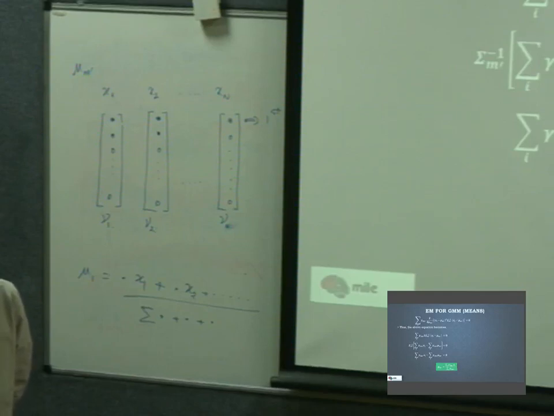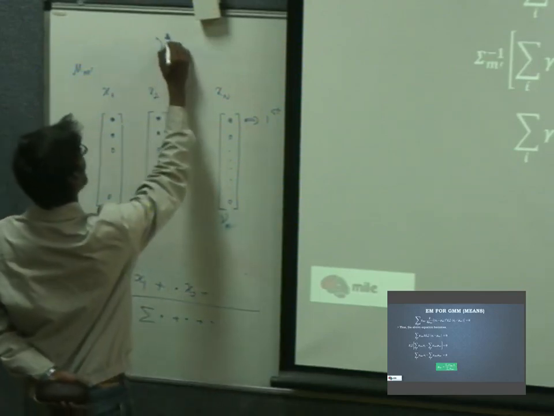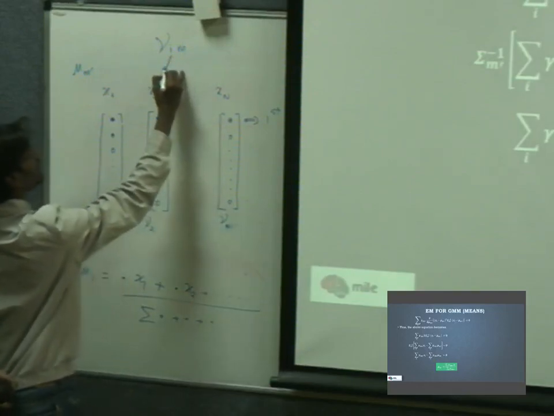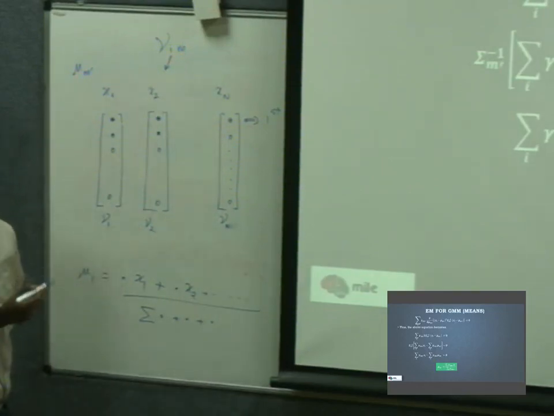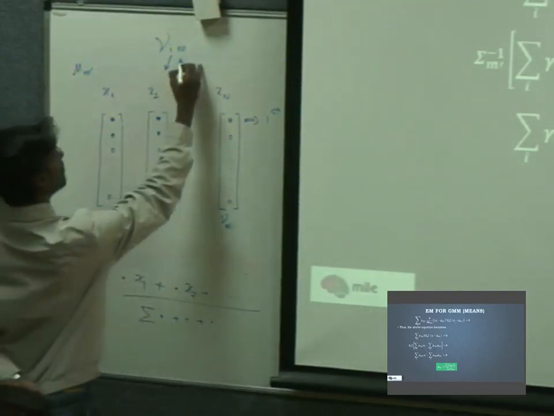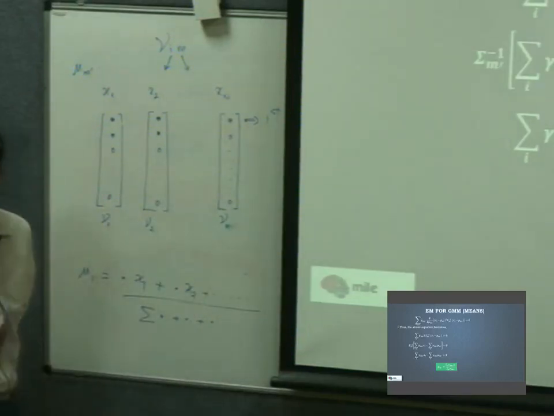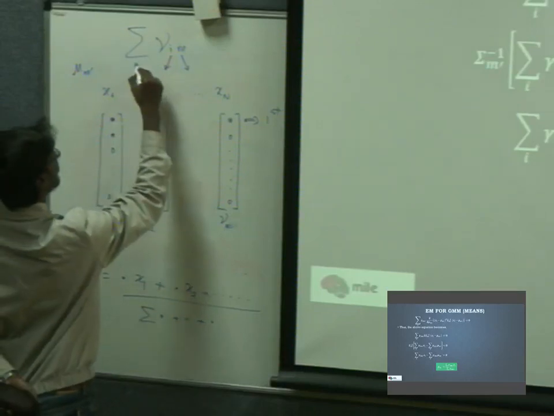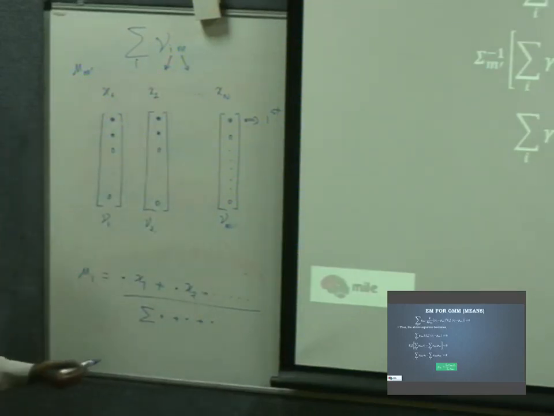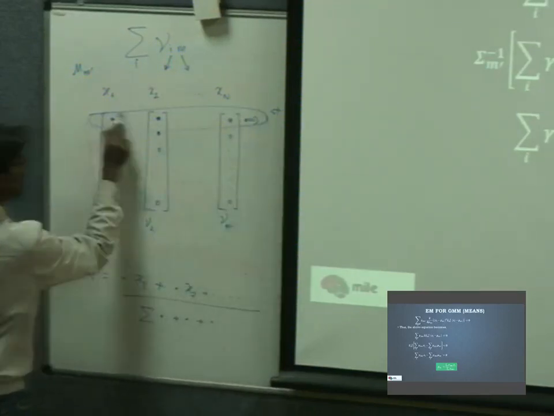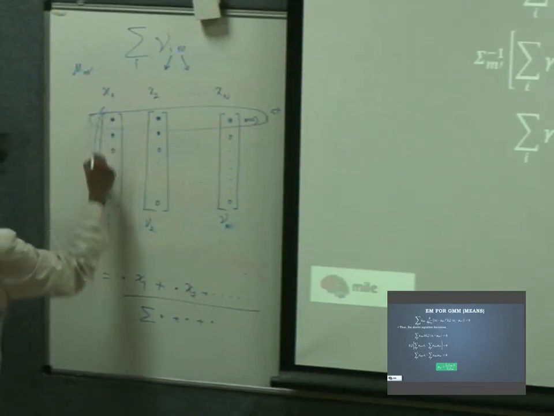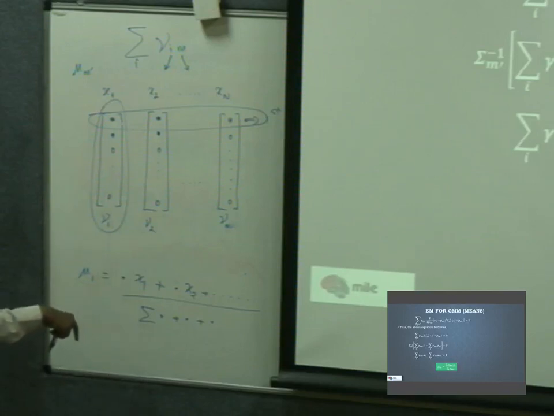Okay. Because what is gamma? Gamma im. i is the index that points to the data sample, and m is the index that points to the mixture. So when you sum over i, you sum across all the data samples. If you sum over m, you sum across one data sample over all the mixtures. Okay. So it's like that.